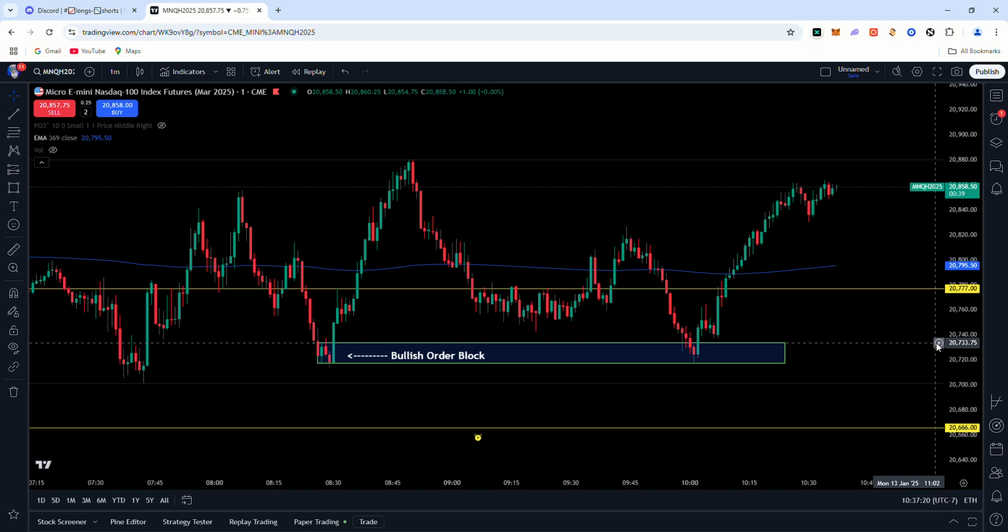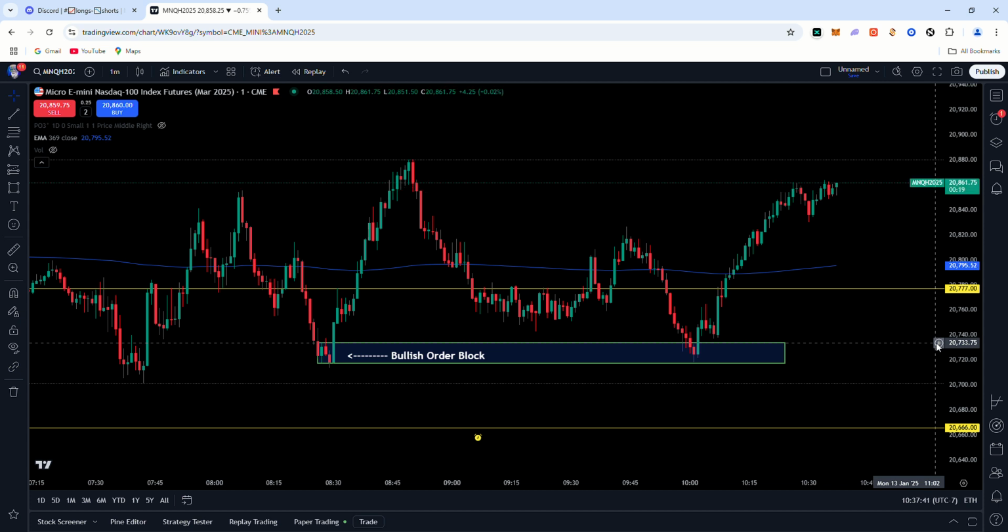So today we're going to get into the bullish order block. There's also such a thing called the bearish order block as well. But once you understand the bullish order block, it's the same thing as the bearish order block, just reversed.